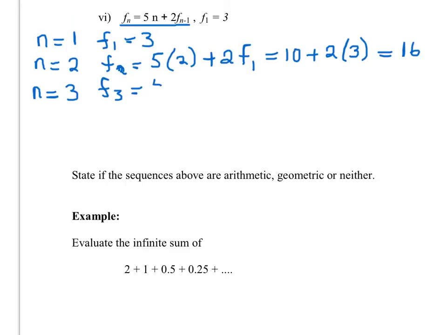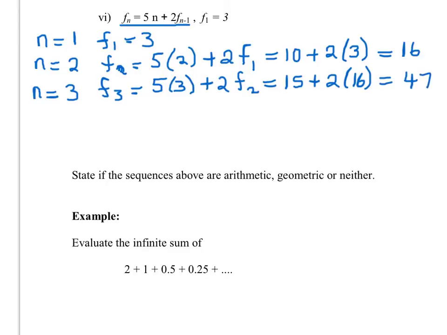If we get the next term, n is equal to 3, we find that f3 is equal to 5 times 3 plus twice f(n-1), and again 3 minus 1 is f2. So it's equal to 15 plus twice 16. Twice 16 is 32, and 32 plus 15 is equal to 47. So that's the third term.